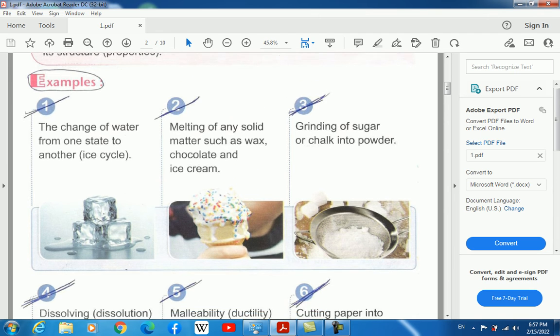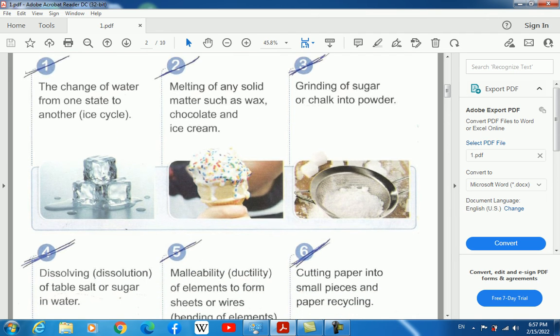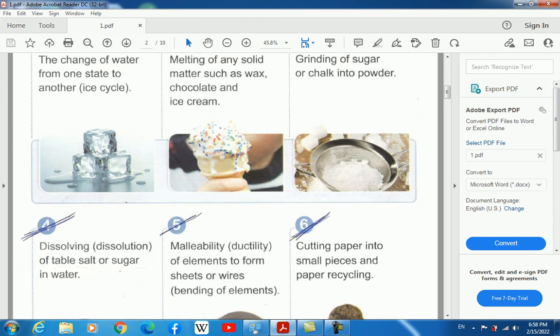What are examples of that? One, the change of water from one state to another. The ice cycle, from ice in the fridge to water that we drink. Two, melting of any solid matter such as wax, chocolate and ice cream. They just melt. When they were in the icy state, they became a liquid state. Three, grinding of sugar or chalk into powder. It's obvious.